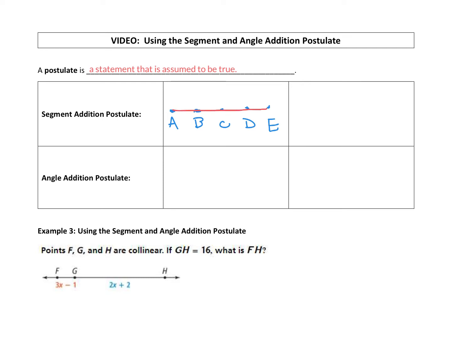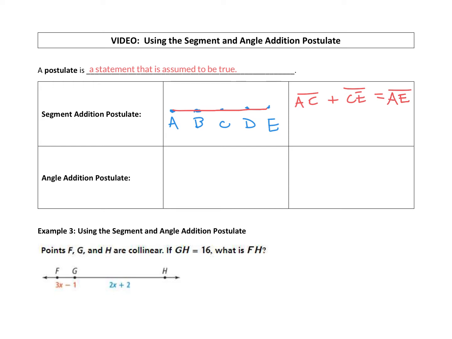What the segment addition postulate tells us is that smaller segments can add up to bigger segments. For example, we could say segment AC plus segment CE equals, now if we look, AC is this segment, CE is this segment. Do you see how that gives us the whole segment of AE? So we can say that the two small segments add up to a bigger segment.